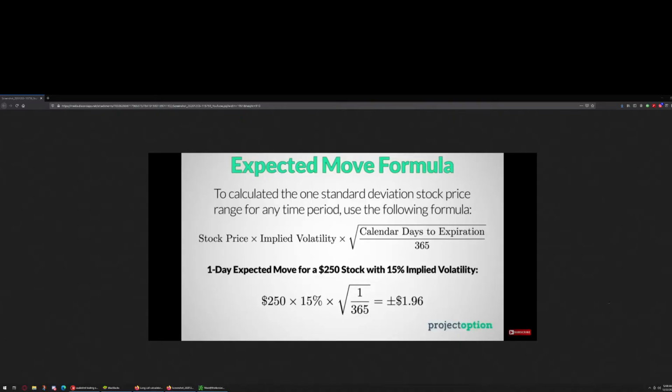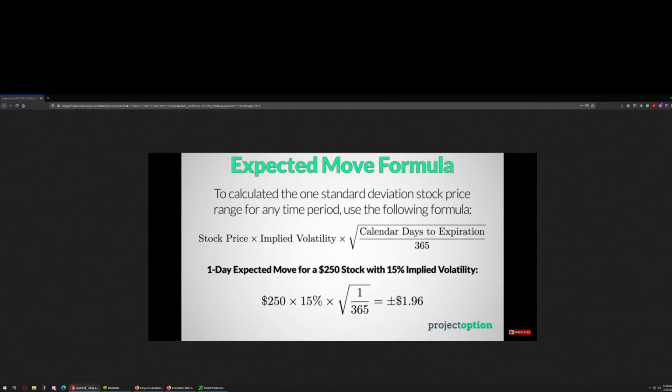Hey everybody, I want to give you a quick rundown on how I pick the levels that I pick and why I pick them. To start with, we want to look at the expected move formula, and this is simply the price of the stock times the implied volatility times the calendar days to expiration divided by 365, and this gives you a move to the upside and to the downside. So take note of the equation.